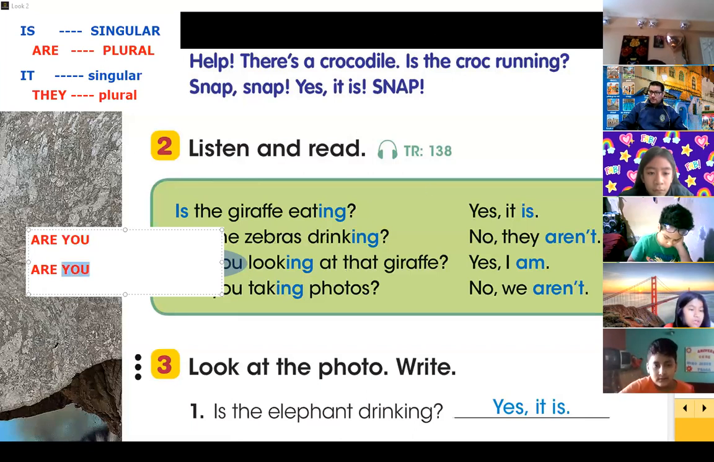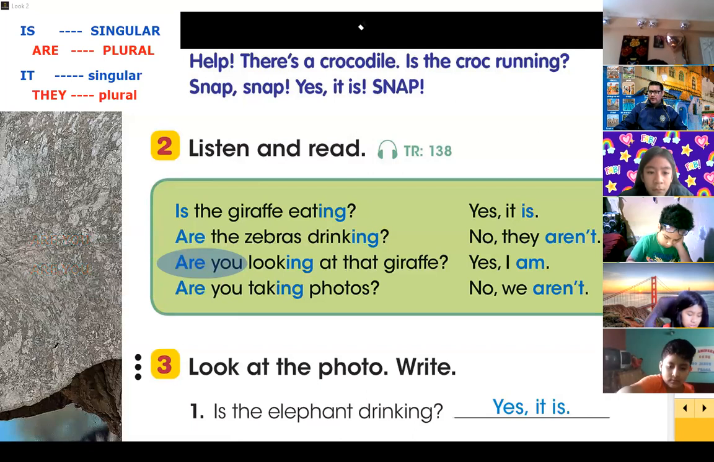Entonces, por eso yo aquí voy a tener dos tipos de respuesta, ¿no? Are you looking at the giraffe? At that giraffe? Jeremy, ¿estás tú mirando a esa jirafa? Si es affirmative, yes, I am. Negative, no, I'm not. ¿Ya?